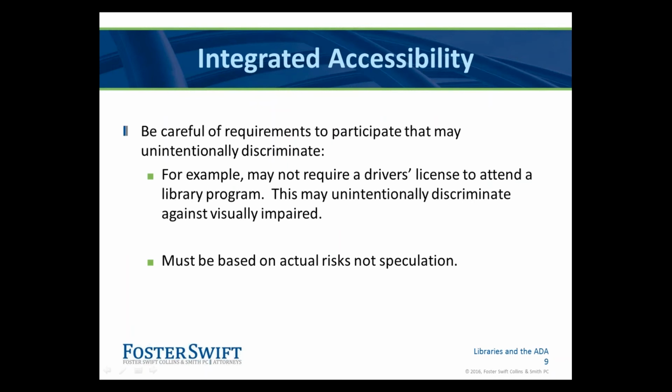Be careful, we talk about this with other areas of the law. You have to really be careful about unintentional discrimination. For example, if you require a driver's license to attend a library program, and you're doing that to make sure that you have properly identified those participating, you may unintentionally discriminate against the visually impaired, because a visually impaired person may not have a driver's license but may be perfectly able to attend a library program. So you don't want to put up a barrier that's not related to the program.